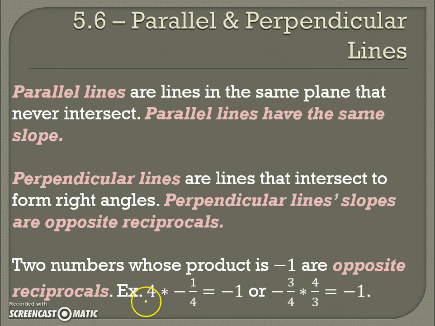Notice that if I made this a fraction, I flip it and then make it the opposite. Okay, so it's positive, so I flip it and now it's negative. And then that times this is -1. Or if it's a negative fraction, I would flip the fraction and then change the sign so it's positive. And then these two values times each other would equal -1. That is what an opposite reciprocal is. So that's for perpendicular lines.